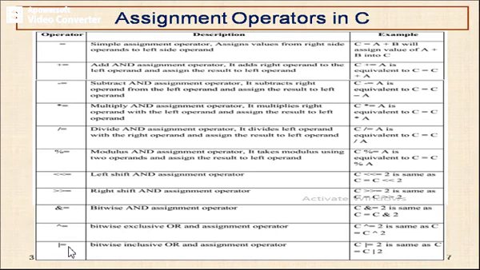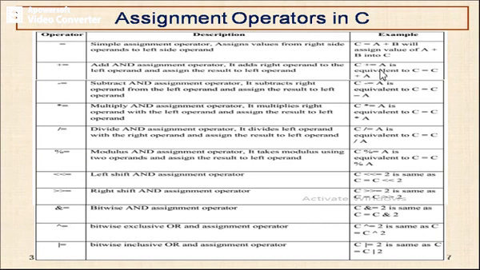Right. And also we can combine the arithmetic operators and binary bitwise operators together with the assignment operator, as you can see here. That is, we can affix any arithmetic operators or bitwise operators in front of the equal to symbol. These are called shorthand operators.